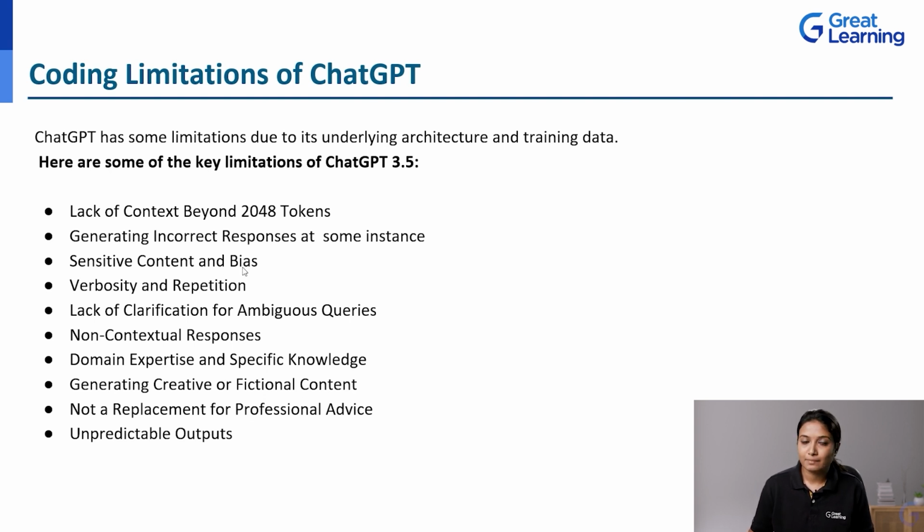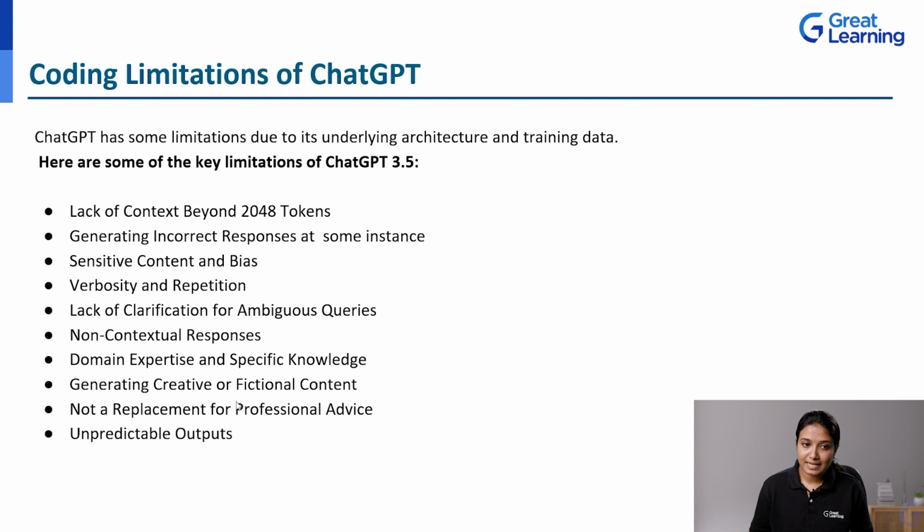Then sensitive content and bias. Verbosity and repetition: it is having lots of repetition. Again, the same logic is repeated over and over again. Lack of clarification for ambiguous queries: it will say, I'm not the right person to answer your query, and you can do so and so, right? It will promptly accept that it is not possible from its side, and it gives an option on how to explore and go ahead. Non-contextual responses are also sometimes provided. Domain expertise and specific knowledge is lacking a little bit, not completely available, because it is trained up to one level. It's not beyond that level.